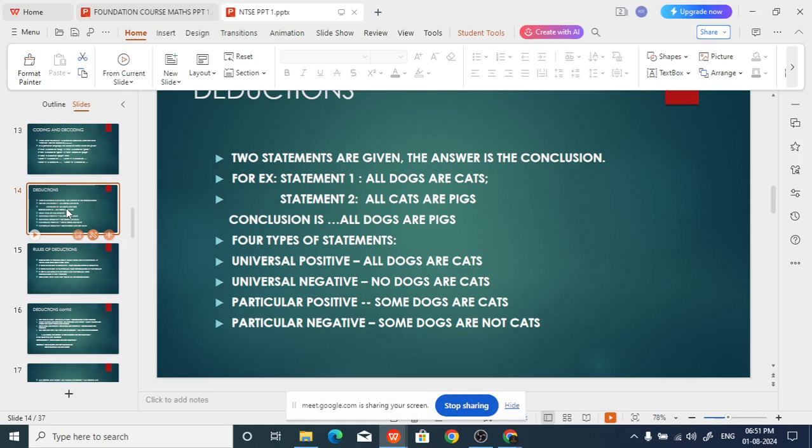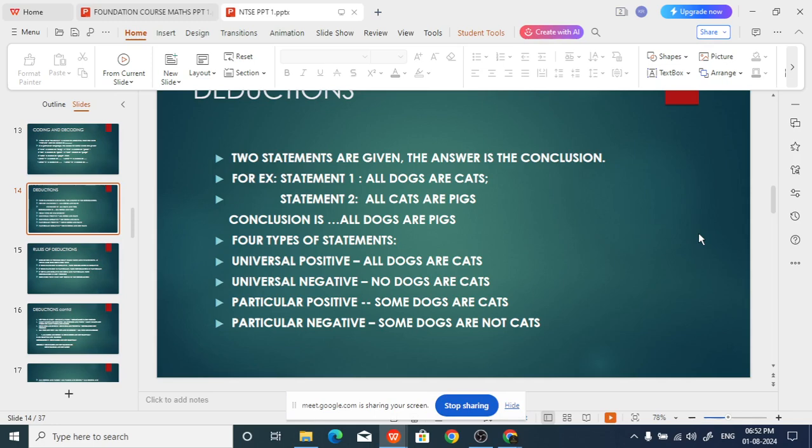Because dogs are a subset of cats, and cats are a subset of pigs. If you put a small circle, that is dog, and one outer circle, that is cat, and the next outer circle, that is pig, then obviously dog is also a subset of pig. Am I correct? Are you with me? Yes, sir. The innermost circle is dog, the next circle is cat, and the outermost circle is pig. So all dogs are cats, all cats are pigs, then the conclusion is all dogs are pigs.